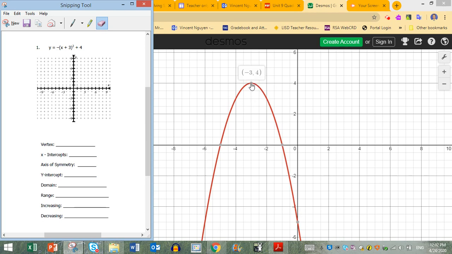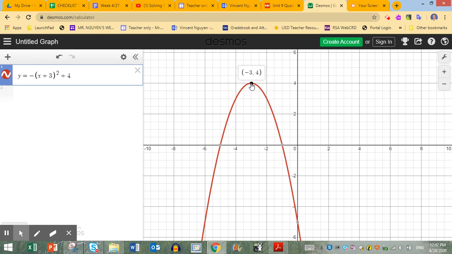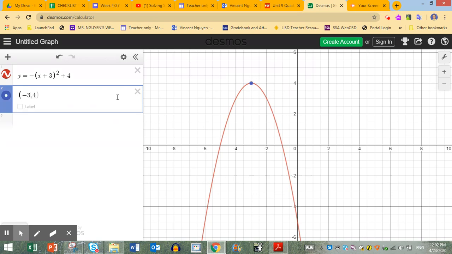As you can see here, if you move back to the graph, this is the vertex, right? If you want to, you can go over here and label that. I think it's negative 3, 4. So I'm going to label negative 3, comma 4. Label it vertex. And I'm actually going to put that ordered pair there just to remind me where that is. Negative 3, 4. So there's my label, right? You can change the color of the label too if you go to settings. But that's the label.